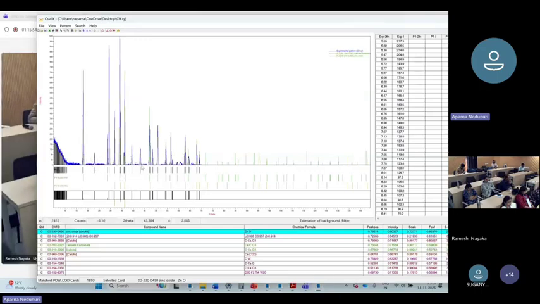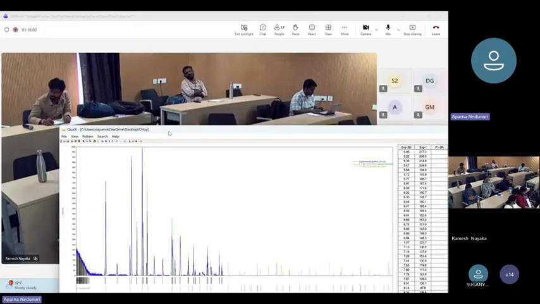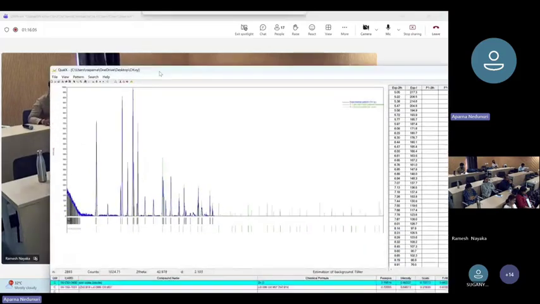Similarly, there are two peaks over here which are not addressed or identified yet. Similarly, one more peak, one more peak. So still we have not identified all the peaks that are present in the sample. We have identified only certain peaks.